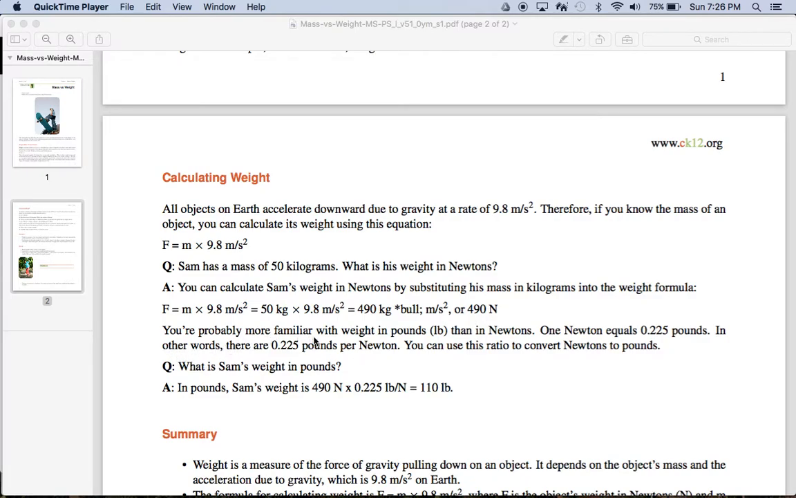You're probably more familiar with weight in pounds than in newtons. 1 newton equals 0.225 pounds. In other words, there are 0.225 pounds per newton. You can use this ratio to convert newtons to pounds. Here's an example. What is Sam's weight in pounds? The answer. In pounds, Sam's weight is 490 newtons times 0.225 pounds per newton, or 110 pounds.